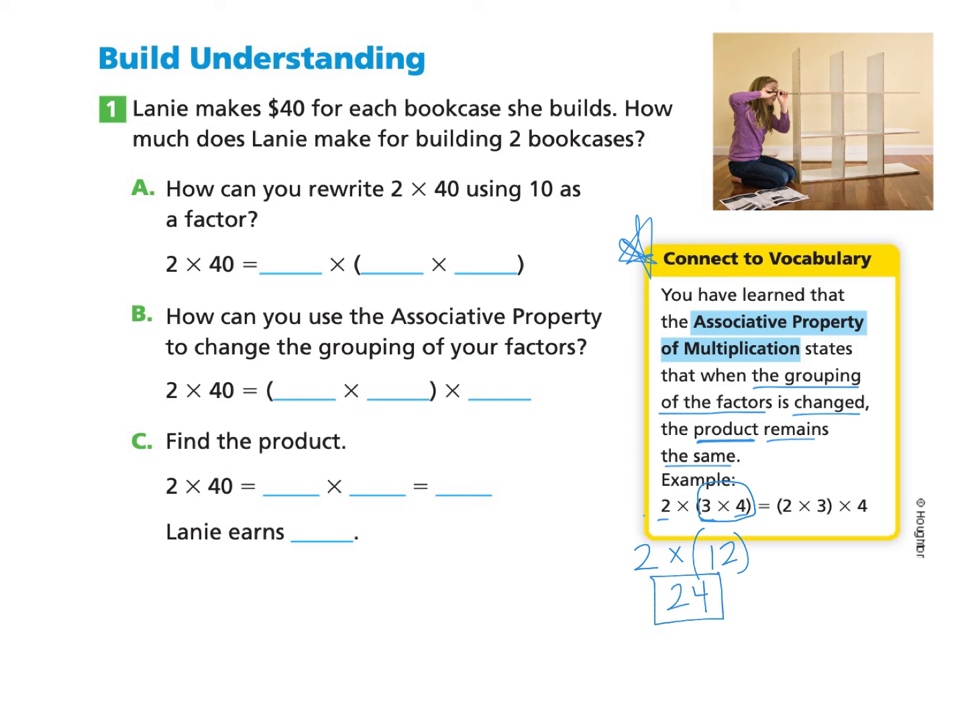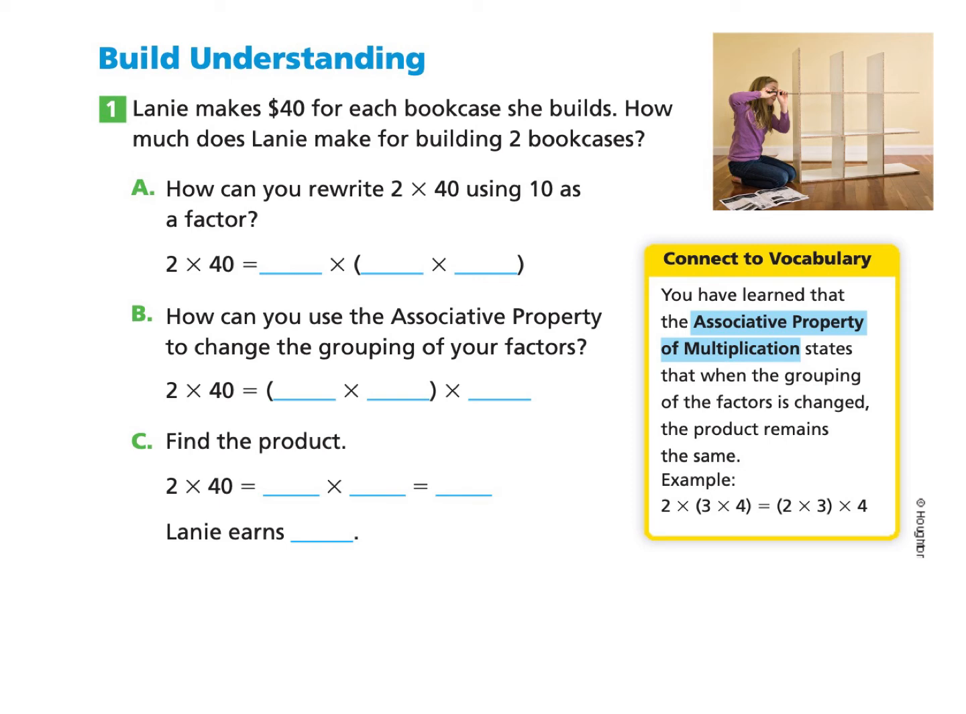Now, the associative property says that we can change the grouping of the factors and we'll still get the same product, 24. So we'll take a look at that now on the other side here. And so we have 2 times 3 grouped, which would make 6. And then we would multiply by 4 on this side, and we would also get 24. So this is just a quick example to show what you've already learned, that when the grouping of the factors is changed, the product remains the same.